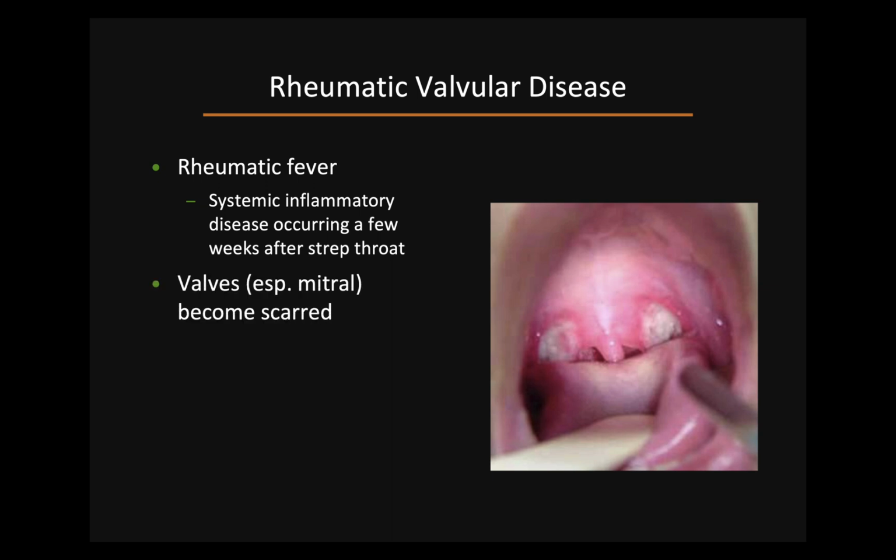But if it goes all the way to rheumatic fever, the valves can become scarred, and it seems to cause more of an issue with the mitral valve. And so you may have stenosis of that valve. You may also have regurgitation of the valve.